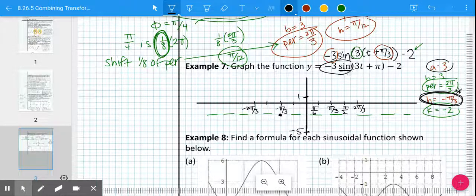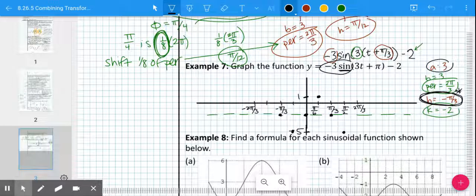So instead of going up, I'm going to go forward and I'm going to go down to the minimum. There's my next point. I'm going to go forward to the next tick mark and I'm back on the midline. Forward a tick mark and I'm at the top. Forward a tick mark, I'm on the midline. Forward a tick mark, I'm at the bottom.